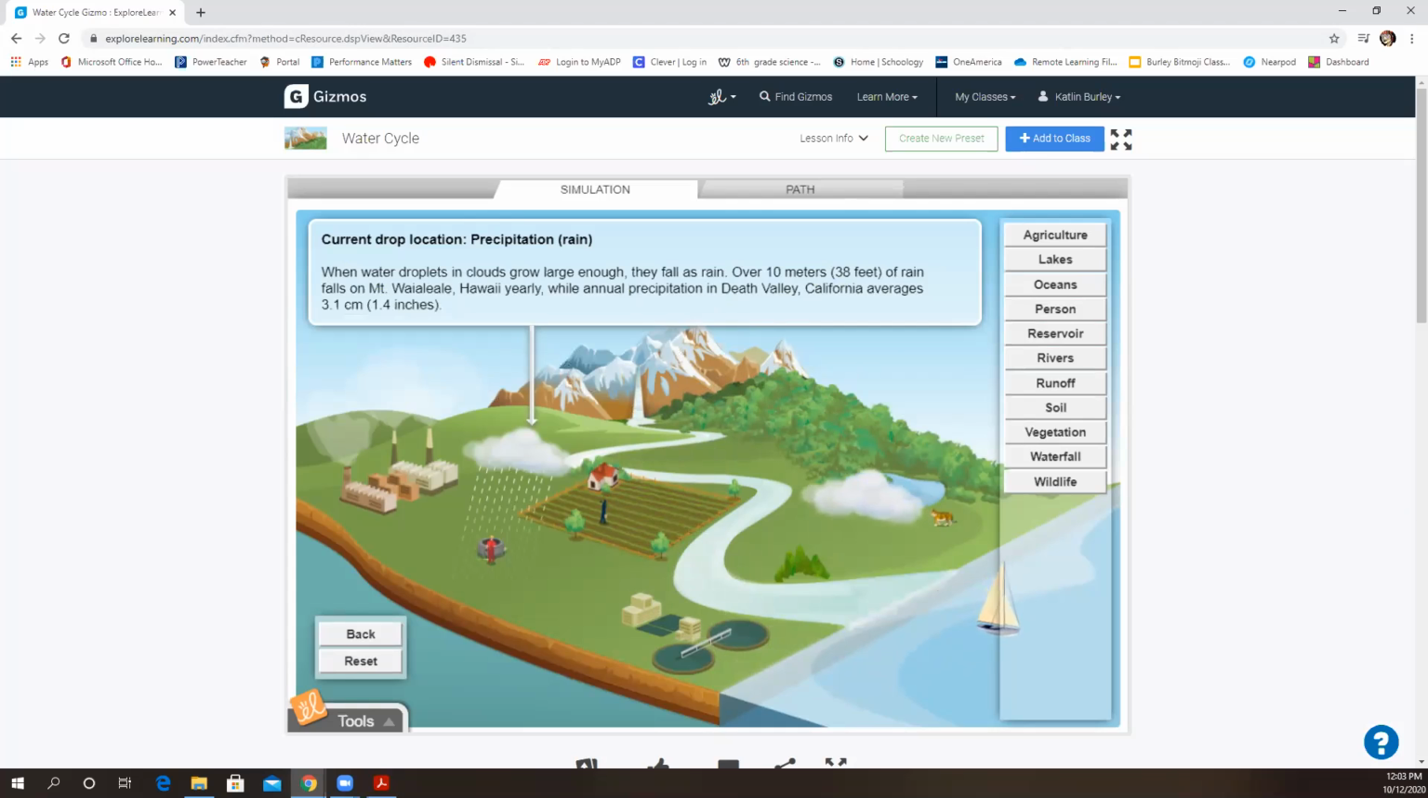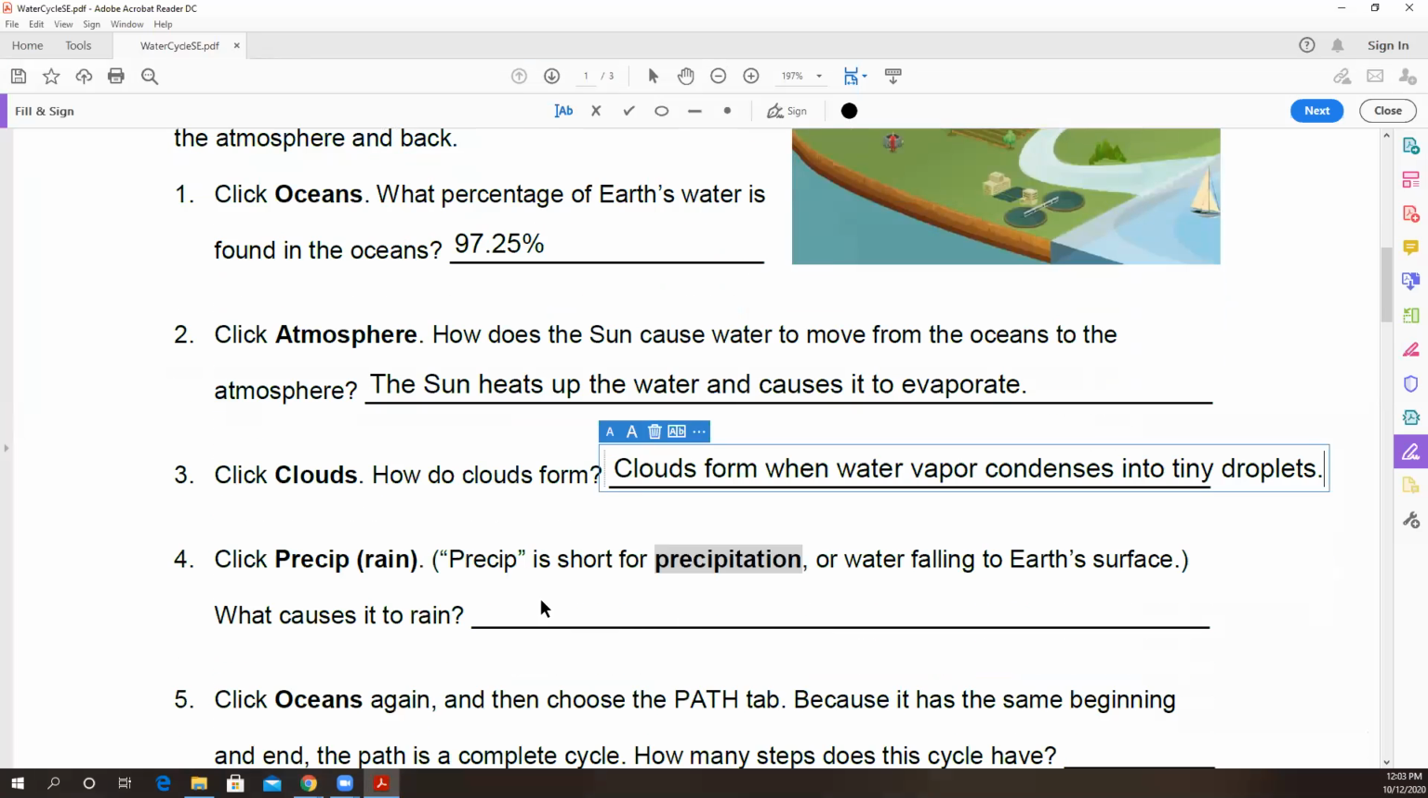So I'm going to go back to my paper. What does it say? How does rain form? Someone summarize that for me. Show me that you're capable of doing this by summarizing it. Somebody new?